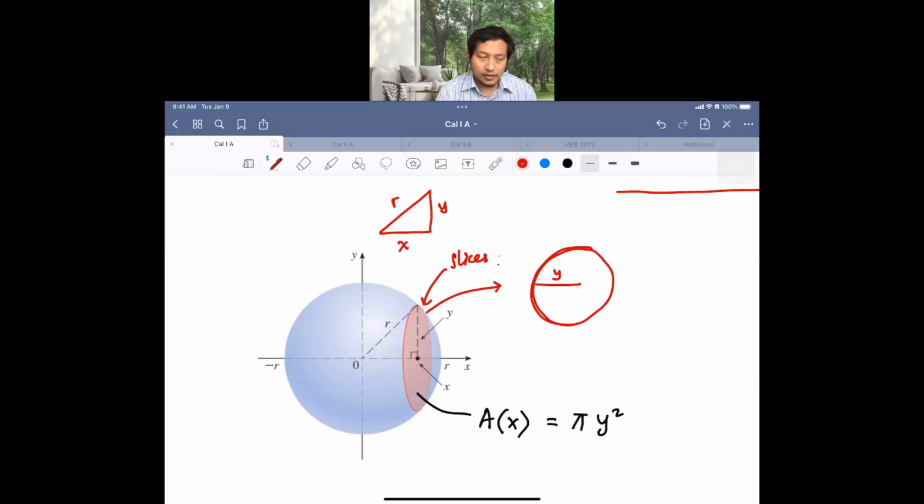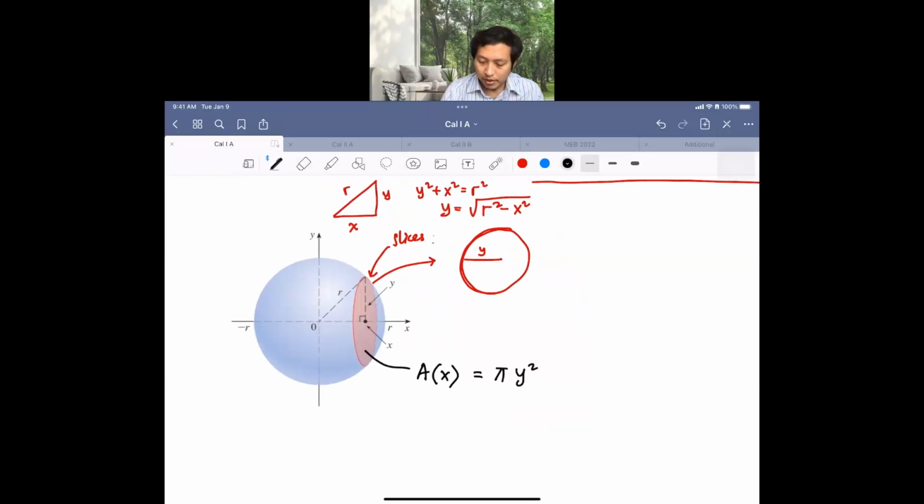So from here we can say that y squared plus x squared is r squared. Of course, this is the circle equation. And then y is the square root of r squared minus x squared. Now we can exchange this and write it into our y squared, so pi times r squared minus x squared. Right. Now this is our area, the cross section.